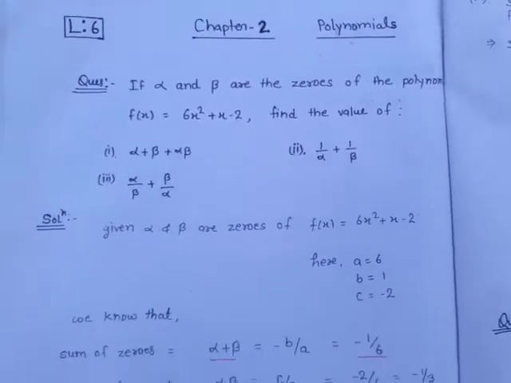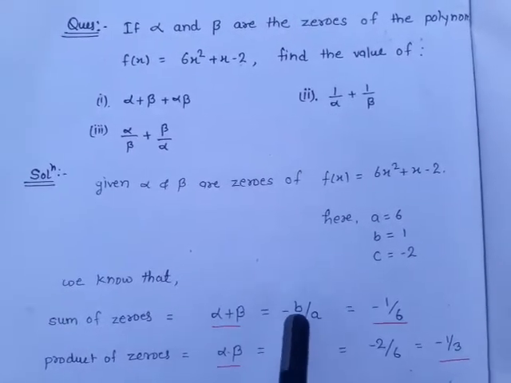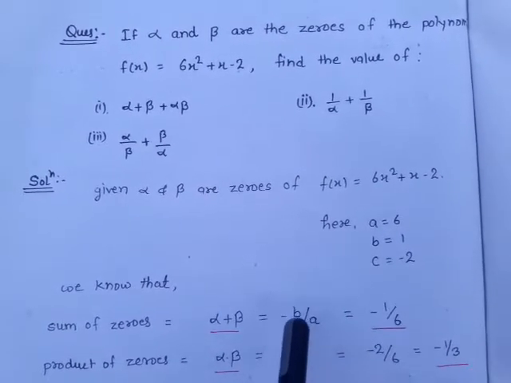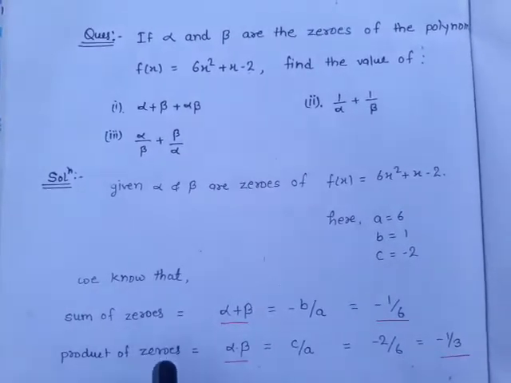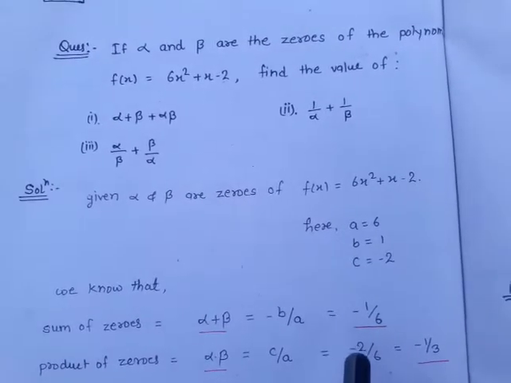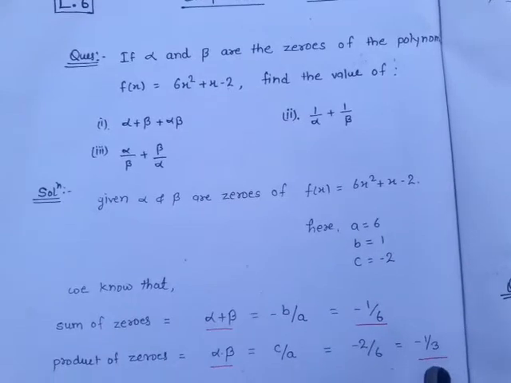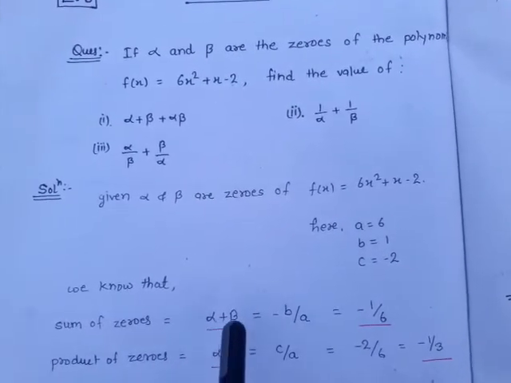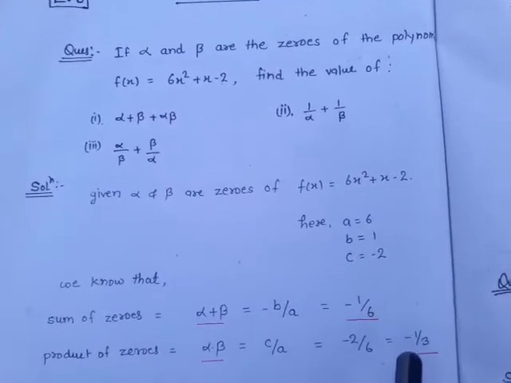Now we know the formula: sum of zeros, that is alpha plus beta, equal to minus b by a. Putting the values of b and a, we get minus 1 by 6. And product of zeros, that is alpha into beta, is equal to c by a; putting the values, minus 2 upon 6. Solving this we get minus 1 by 3. That is, we get alpha plus beta equal to this and alpha into beta equal to this.